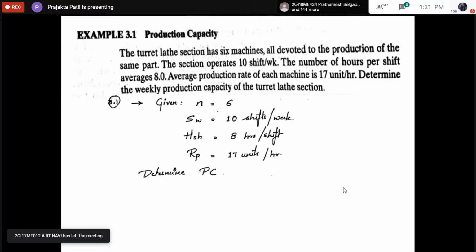If it was given in minutes, then you had to convert that into hours. So RP here is very important with respect to unit. You have to see whether it is given in hours or not. If not, then you have to convert it.